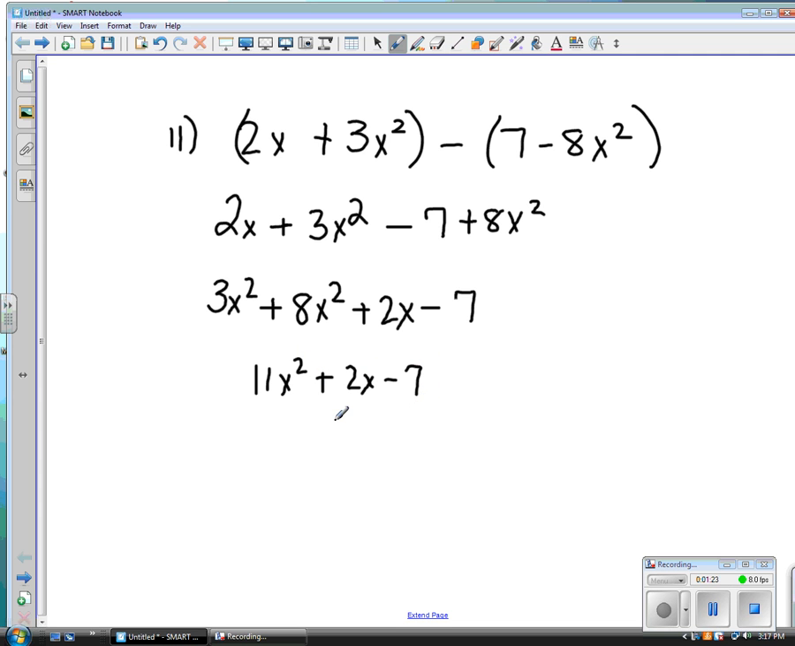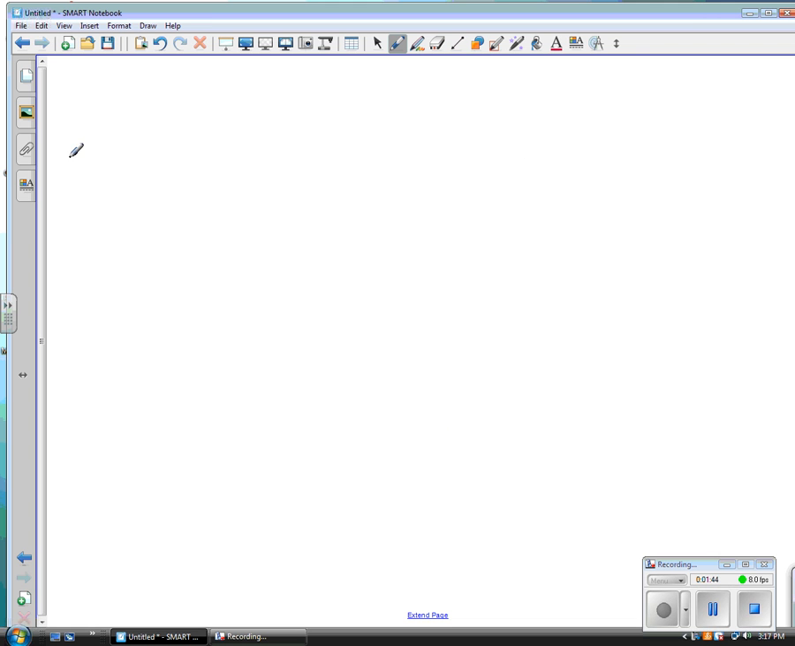That is in standard form because of the degrees. This has a degree of 2 because of your second exponent here. This is a degree of 1 because your exponent is 1. And this has a degree of 0 because it's a constant. So my degrees are in order from largest to smallest. Let's move on to 13.